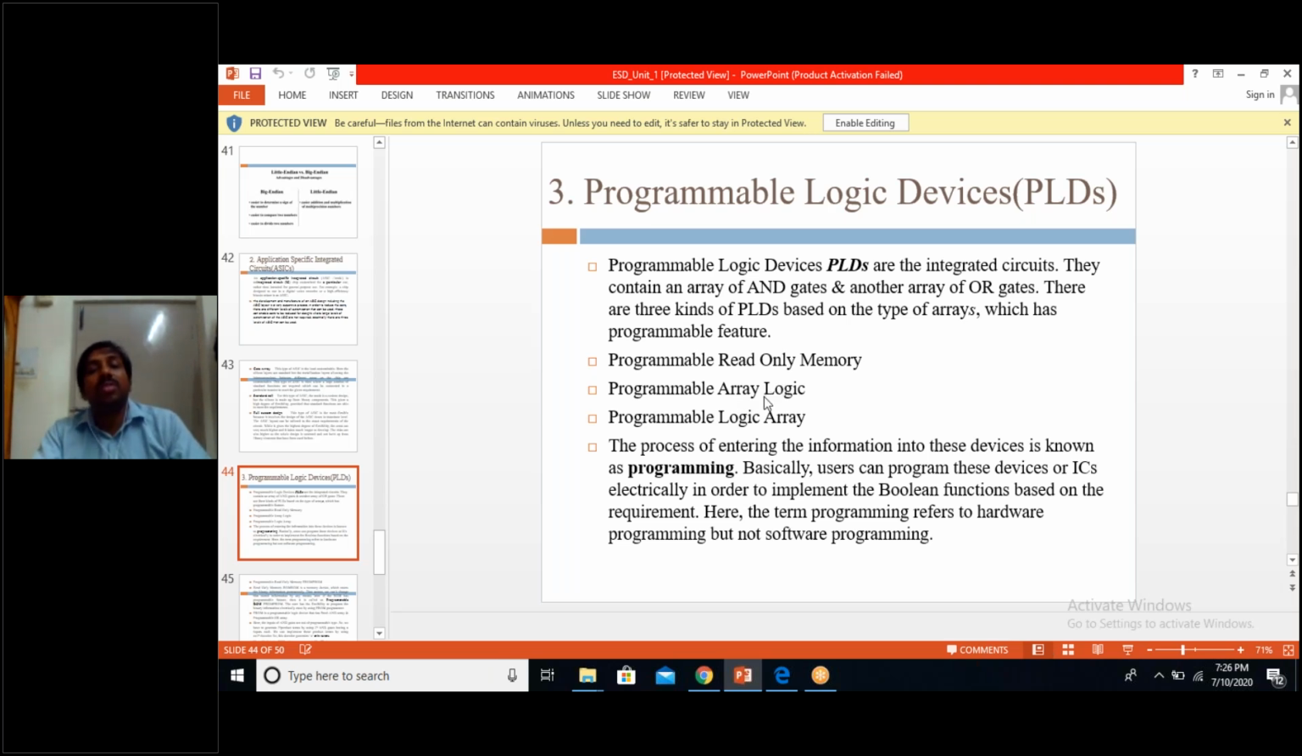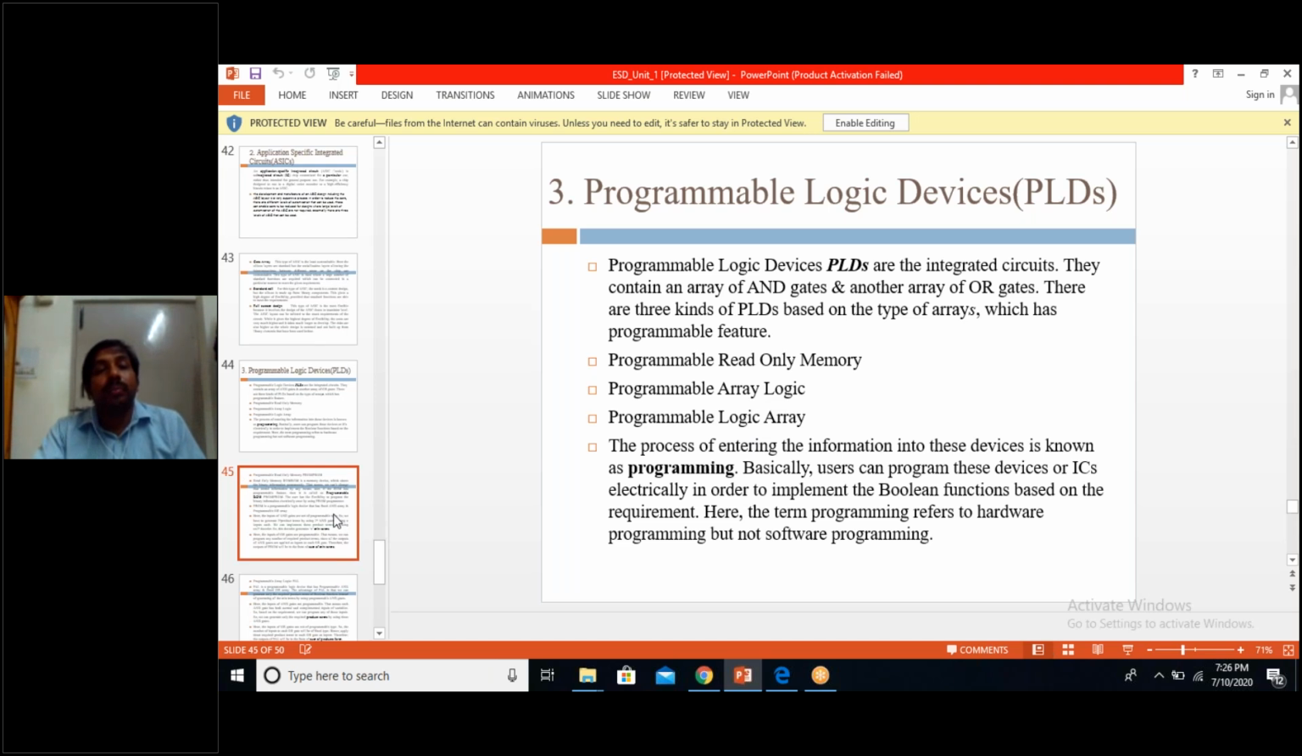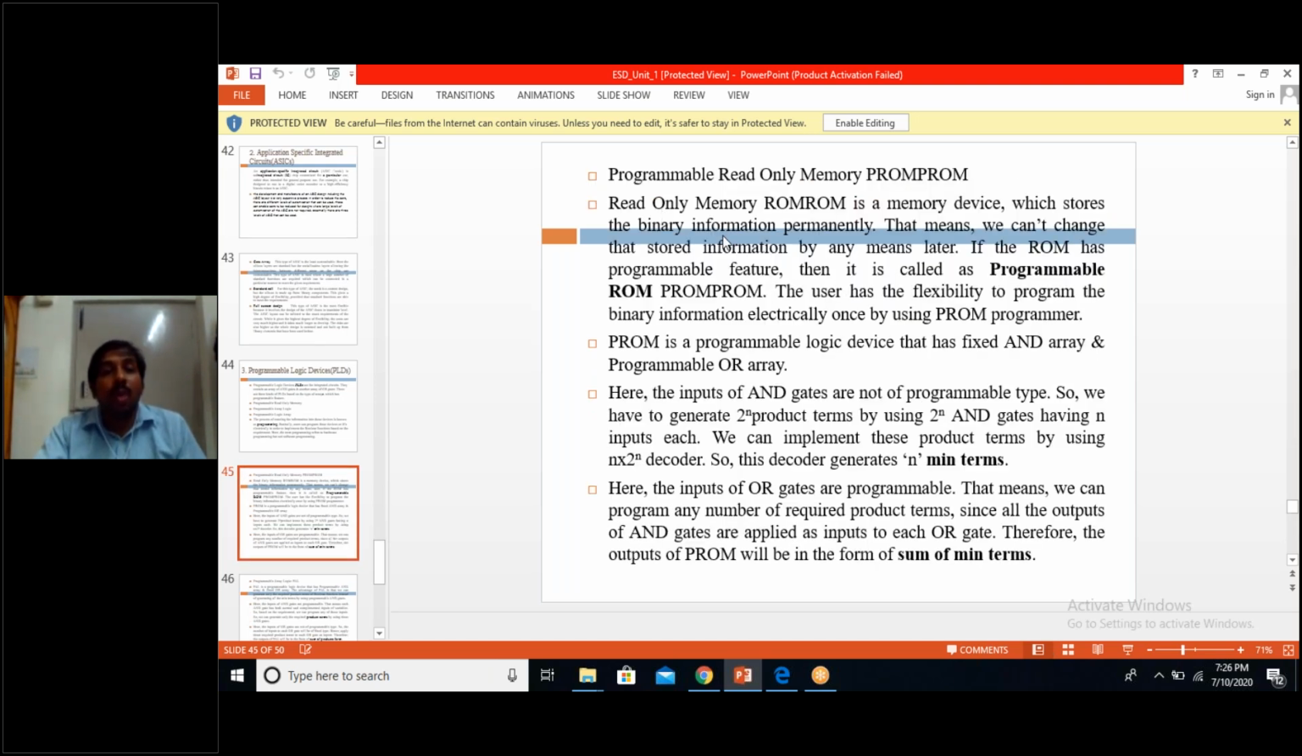Next, the second classification is programmable array logic. The third one is programmable logic array. So we are just programming it. So this is related to ROM.